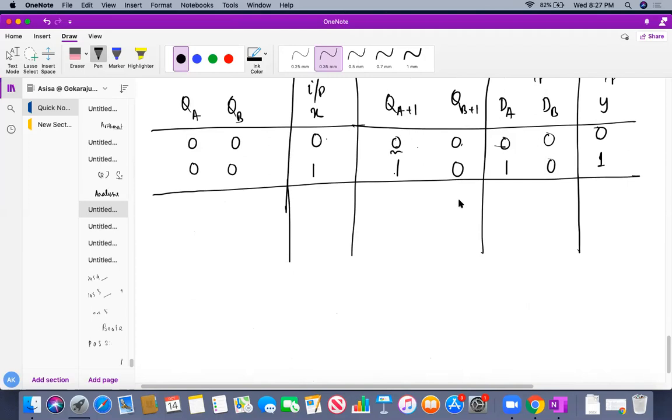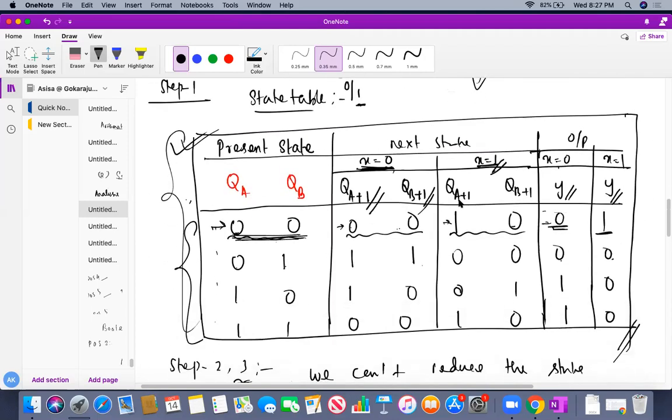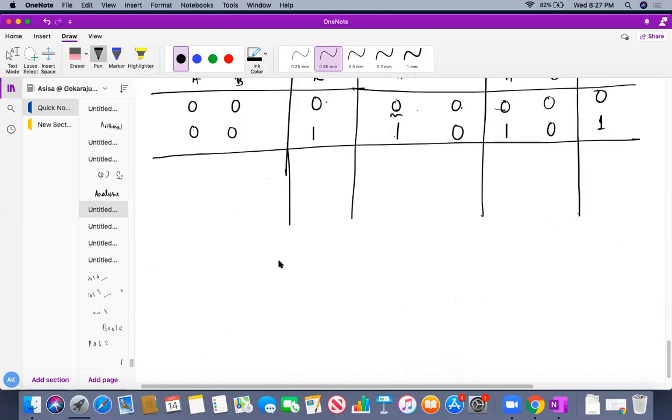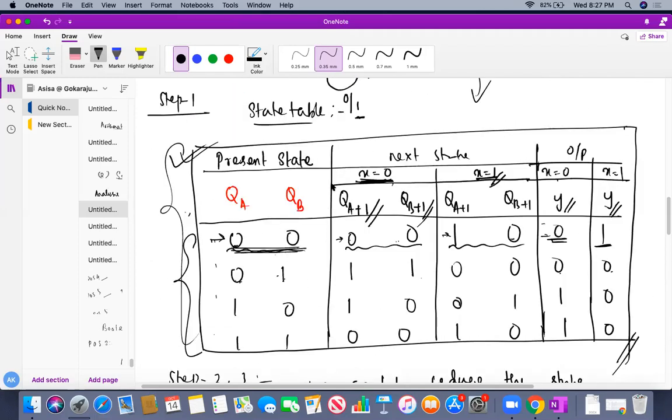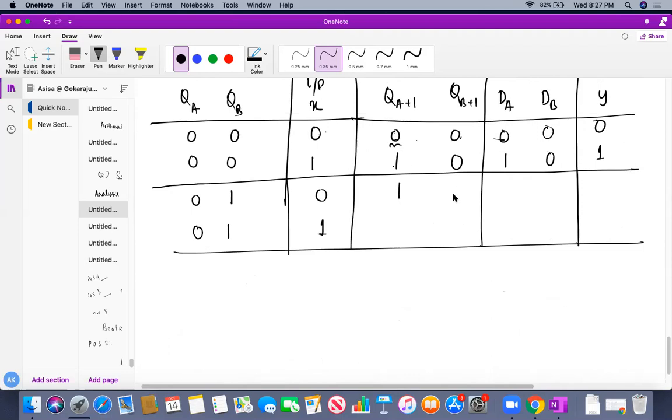Any doubt on this, students? Please let me know immediately. If there is no doubt, we'll go to the next state. What is the next state in the state table? 0, 1 is the next state. So the present state is 0, 1, and the input is 1. At that time, what is my next state? At input 0, my next state is 1, 1, and at input 1, my next state is 0, 0.